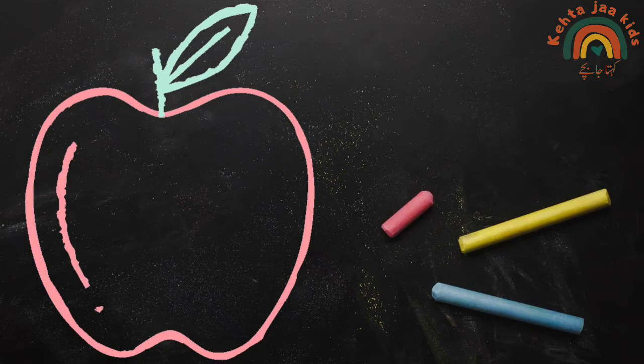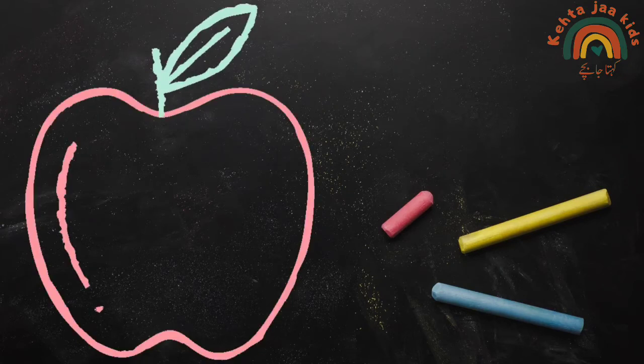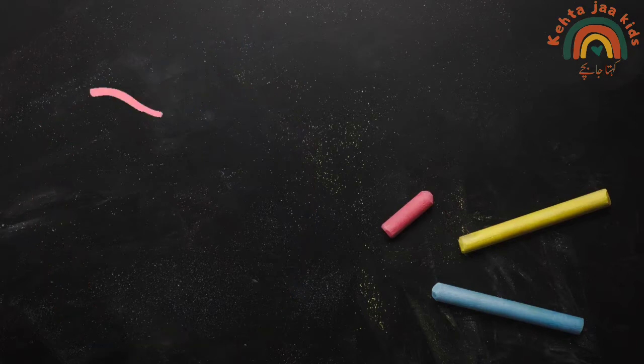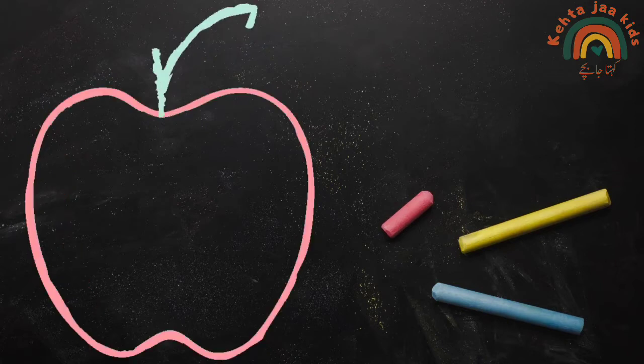Which fruit is this? This is an apple. Apple को उर्दू में क्या कहते हैं? सेब. Apple, सेब.